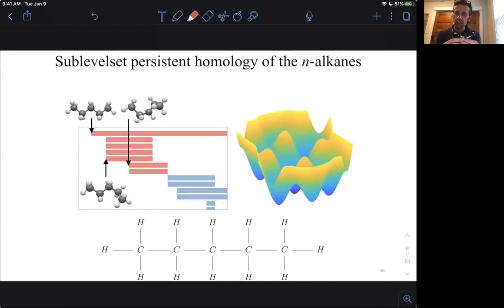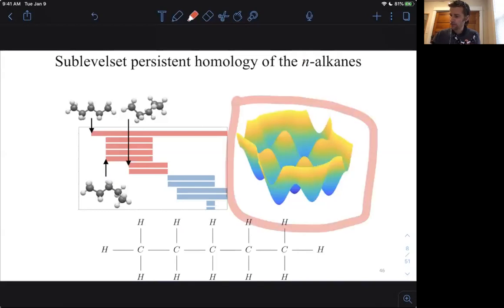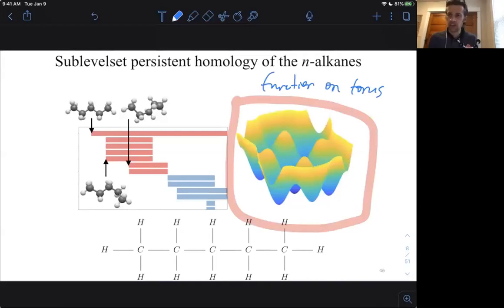So we're gonna think of this energy function drawn on the right as a function on the torus. It has periodic boundary conditions. All right, so we're going to compute the sublevel set persistent homology, and we're going to get these bars tracking the 0 and the 1 and the 2-dimensional holes as we look at the sublevel sets.